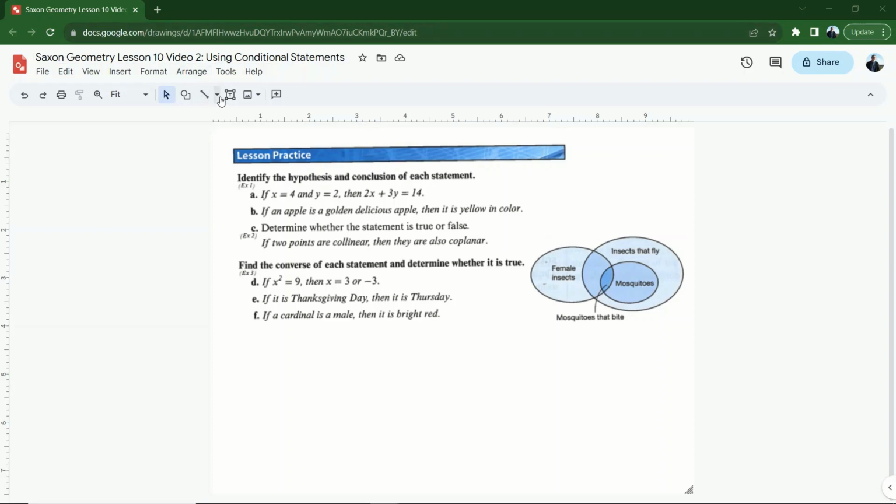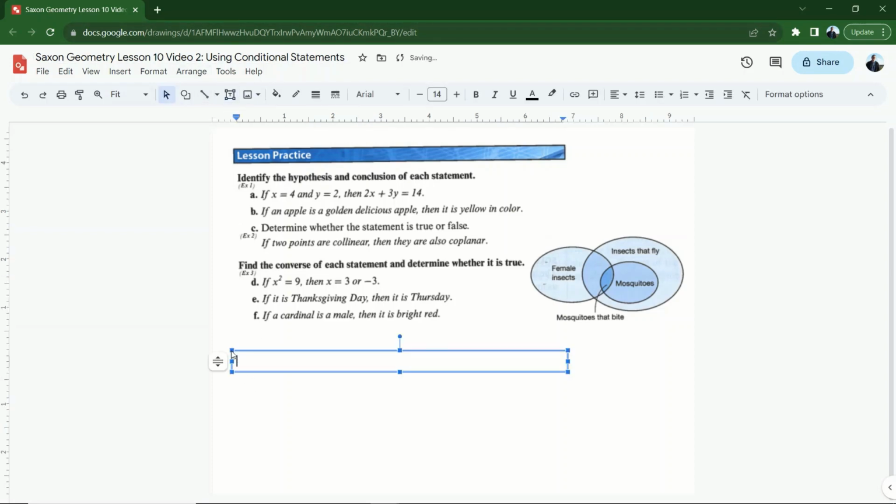Identify the hypothesis and conclusion of each statement. Oh, come on, Saxon. Give me a harder question. All right, letter A, hypothesis. If x equals 4 and y equals 2, the hypothesis is x equals 4 and y equals 2. Okay, I don't write if, I don't write then in my hypothesis. It's just the statement between if and then. And then the conclusion is the statement after then: 2x plus 3y equals 14.